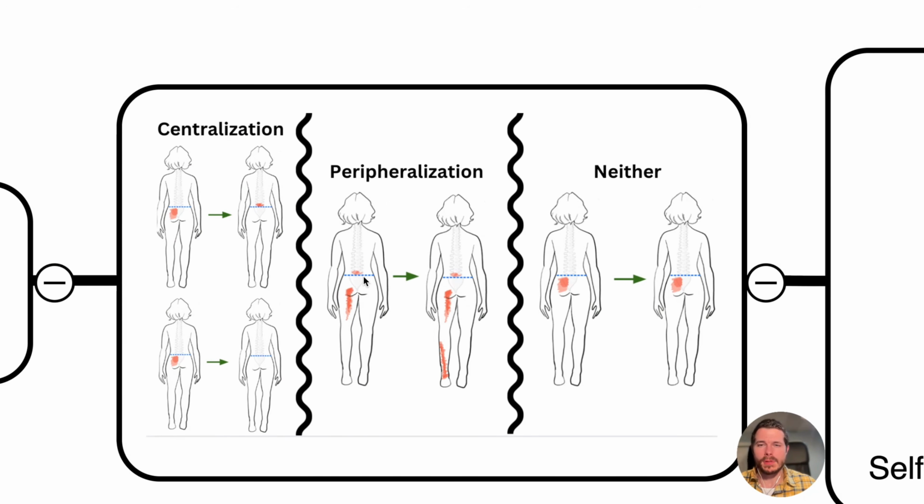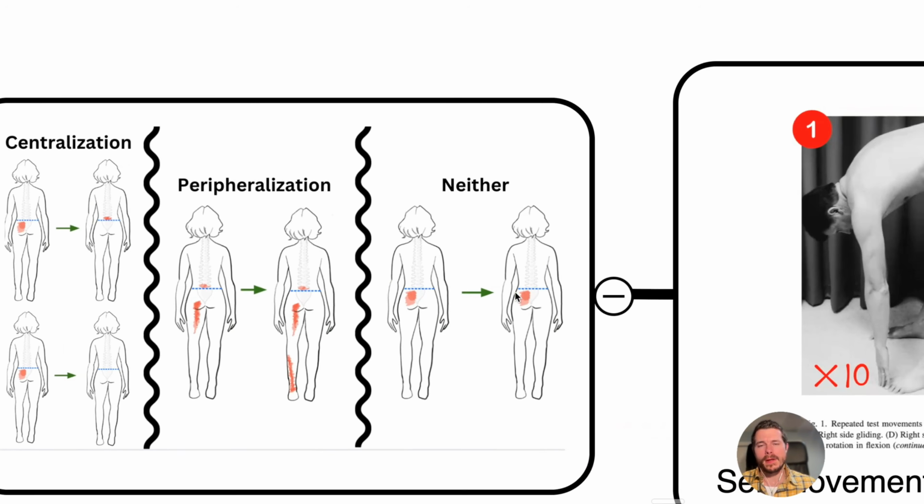Peripheralization is the opposite, moving symptoms more to the periphery, further away from the spine. Charlie, I got pain in my butt, a little bit in my thigh right now, and I did these motions and now it is in my calf or my foot. Neither centralization or peripheralization would be, hey, it didn't really move.